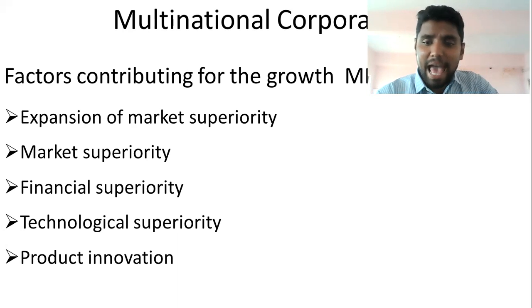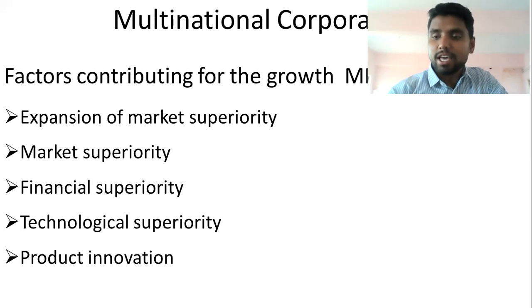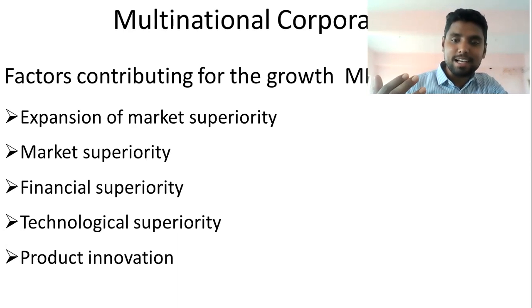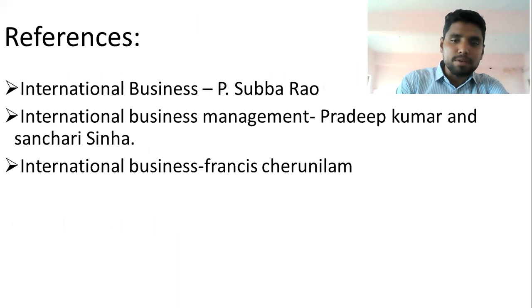You would have seen Apple. Every 6 months, it comes with some new features in its phone. Samsung also comes with new features. Not only that, you see bikes and cars and motor cars, BMW or Volkswagen. They always try to develop the product and innovate different features in it. This is why these are the factors contributing to the growth of MNCs.